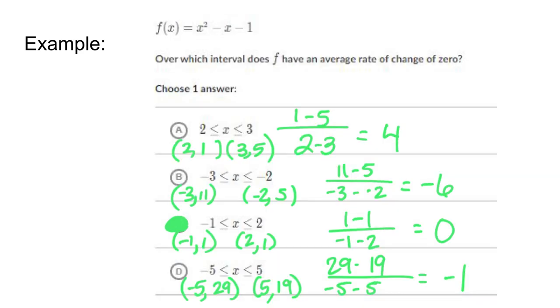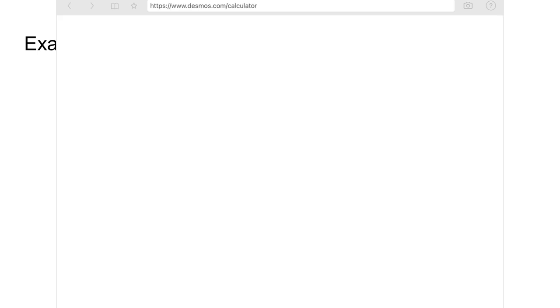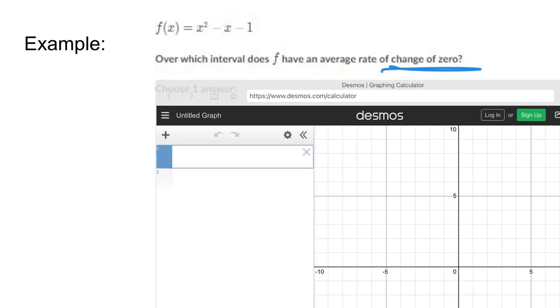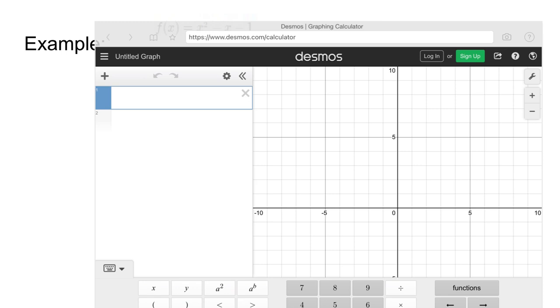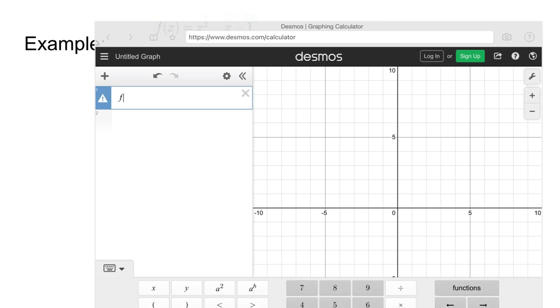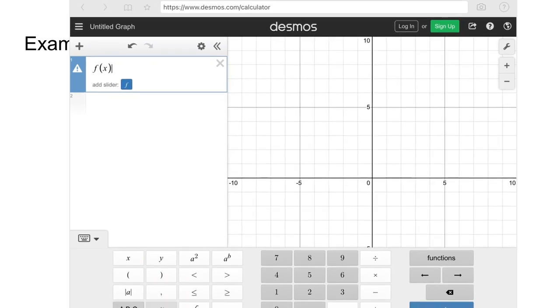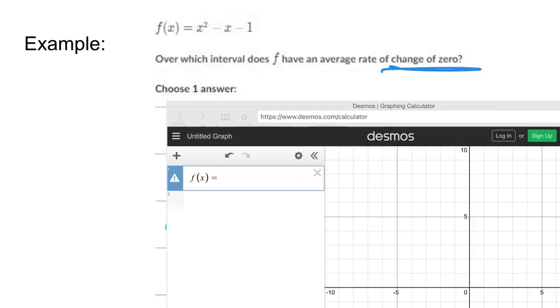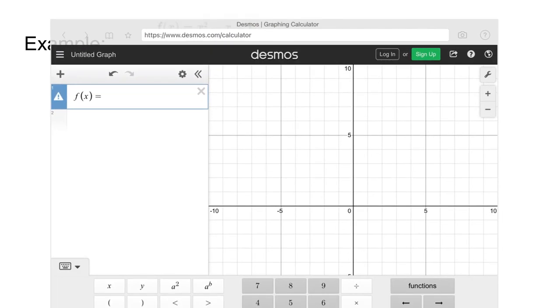And then in this one, they wanted to know when you had an average rate of change of 0. And so you could calculate rate of change for all of your points there and find that C is the one that has a rate of change of 0. But I also want to show you another way you can look at this. Points that have an average rate of change of 0 are going to be points that don't rise or fall to get to one another. So without even having to do all that calculation, which I did do there, x squared minus x minus 1.